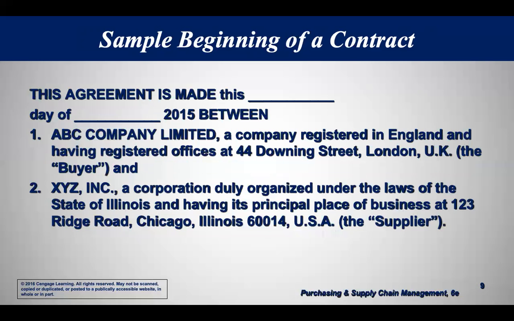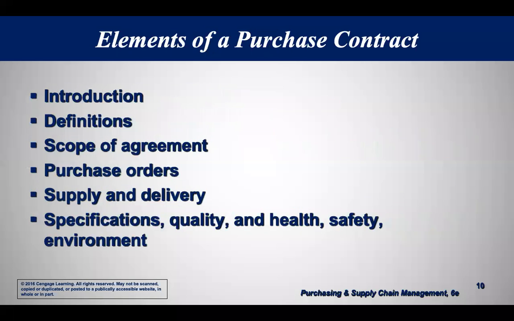So here are some samples. You've seen these before, the way they're done in North America anyway. The agreement is made on the date and who the parties are. And it is important to say who the parties are, what their address is, and how you're going to refer to them in the rest of the contract. And where they're incorporated, because that sometimes can have a bearing on law.